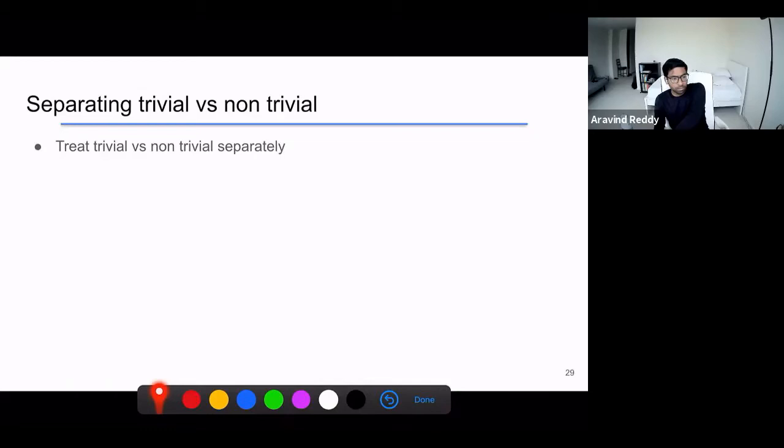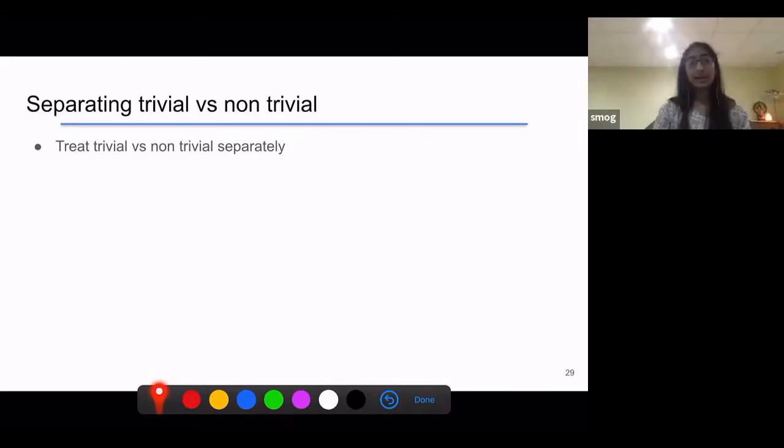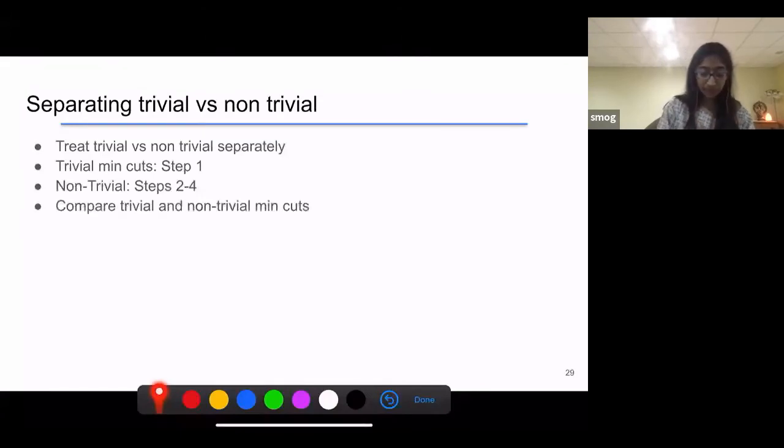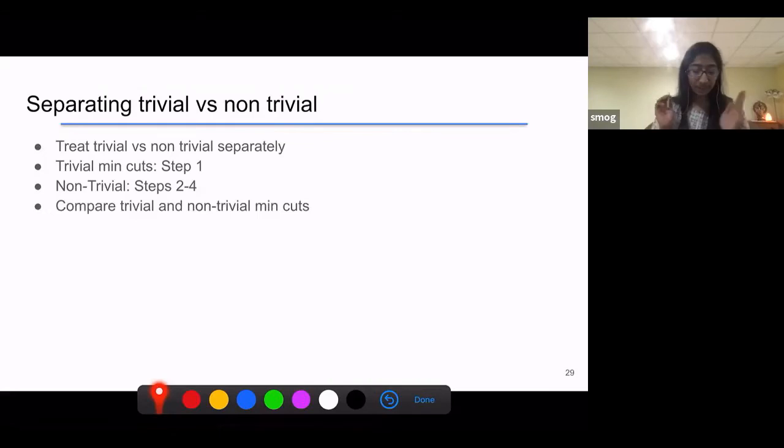Okay, sounds good. So we're going to separate our problem into finding trivial and then non-trivial, right? So in the first step, just right away, we can store the trivial min cuts in step 1. And then in the rest of the algorithm, we only focus on non-trivial min cuts. And then at the end, we should be able to compare the trivial min cut that we found in the beginning with the non-trivial min cut that we found later on, and then output the min of the two.